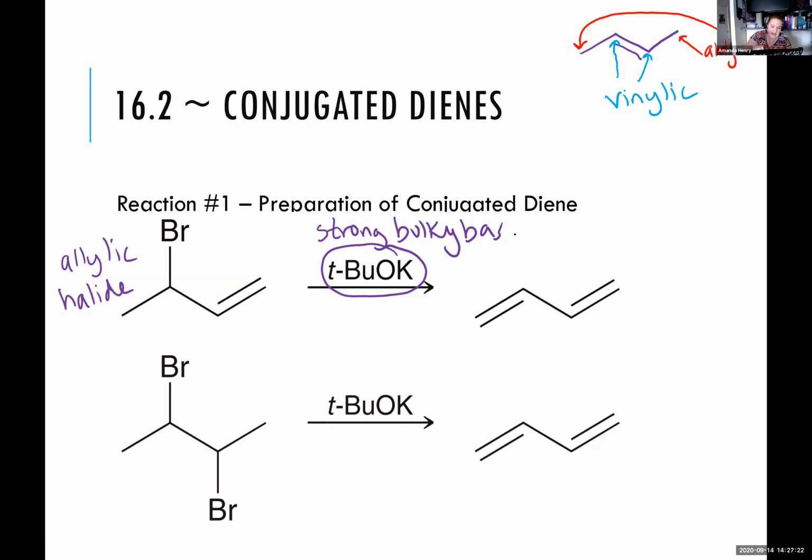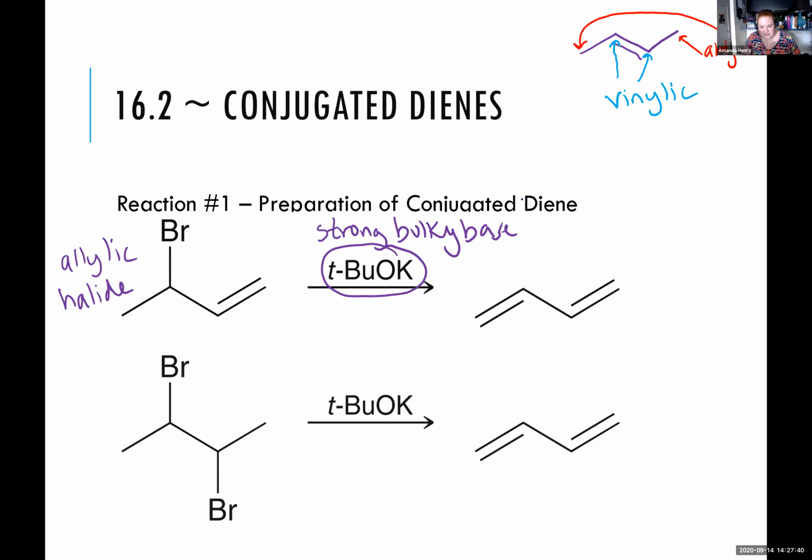So it doesn't have to be tert butoxide, but tert butoxide is probably the most common, and it's definitely going to fulfill both of those categories of being strong and bulky. We'll talk about the why on the next page when we look at the mechanism.